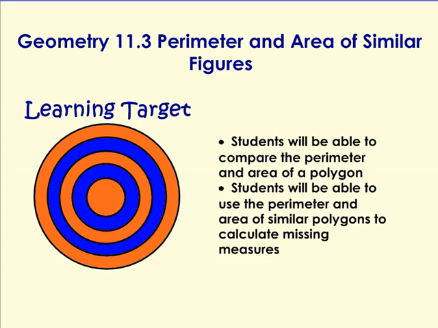Geometry 11.3 Perimeter and area of similar figures. By the end of this lesson, you should be able to compare the perimeter and area of a polygon. You should also be able to use the perimeter and area of similar polygons to calculate missing measures.